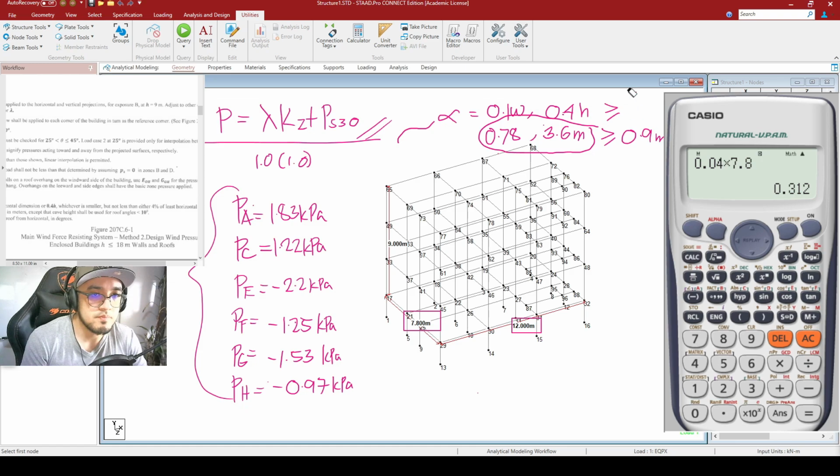0.312. So whichever is smaller in this. As you can see in these two right here, the smaller dimension is 0.78 meters. But as you can see, this is less than 0.9 meters. So with such, guys, the value for RA that will be governing here is 0.9 meters. So this is the governing value for our alpha.